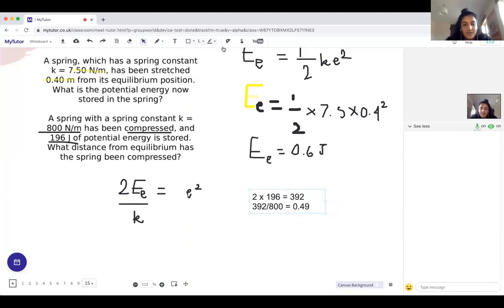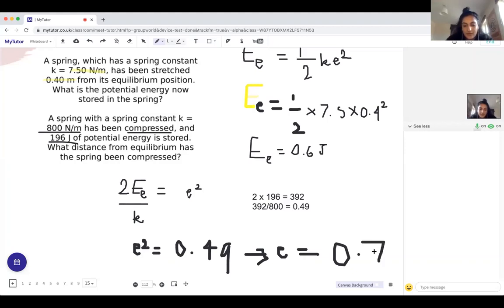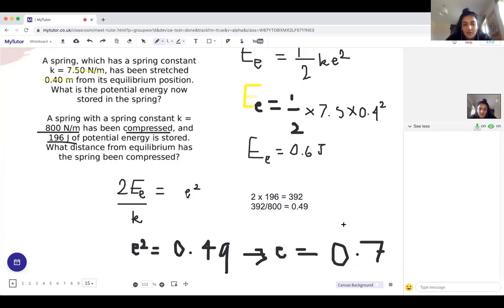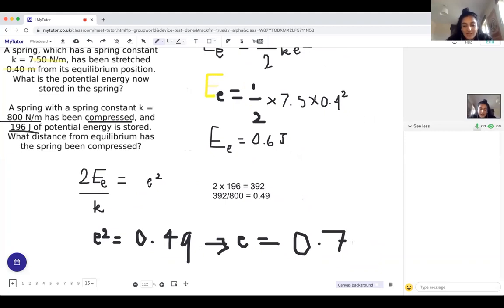And then we need to square root both sides. So e squared equals 0.49. To get e by itself, we need to square root both sides. So square rooting e squared gives us e. Square rooting 0.49 gives us 0.7. And that's our final answer. So the extension, the compression in this case, is 0.7 meters.